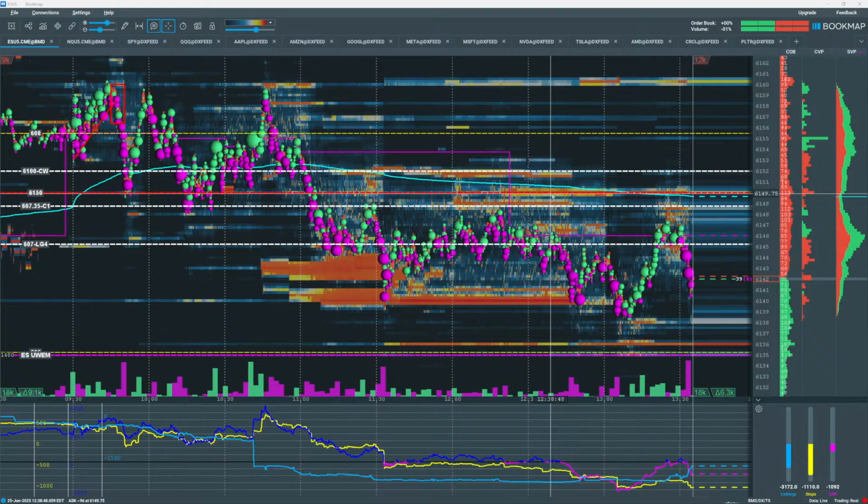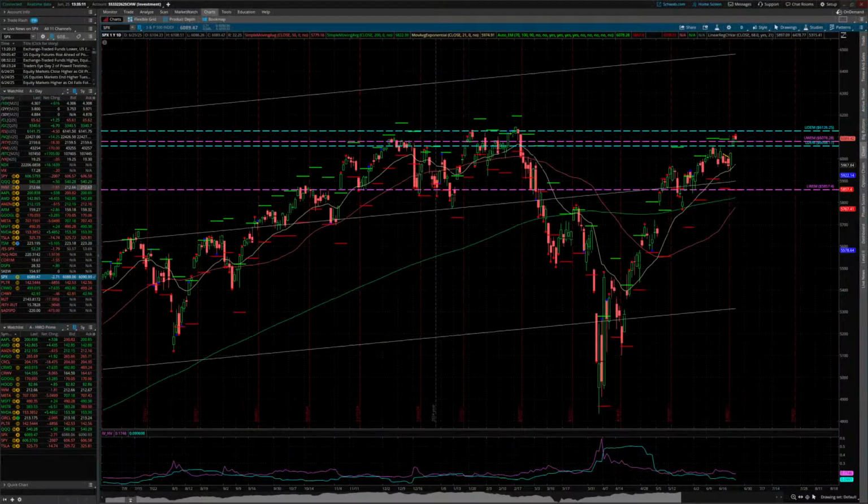Let's move on to positional analysis. And again, this is the ES Futures and Bookmap. And before I take a closer look at this chart, let's step back and take a look at a higher time frame. I'm going to go to the SPX, again, the underlying index.